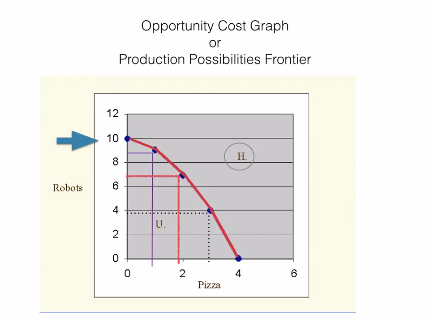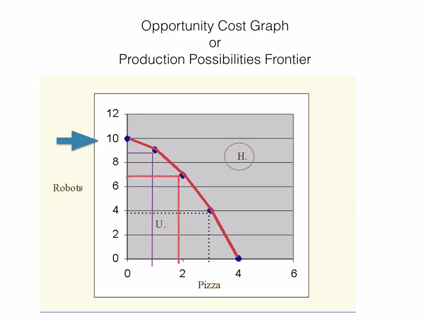Let's take a look at, for example, what is H? H is outside the realm of possibilities. There's no way that we could make, looks like, 8 robots and 4 pizzas. We don't have the resources. There's not enough people, or there's not enough capital. Something about that doesn't work, because our possibilities curve, or our opportunity cost curve, tells us what we can do. And if we're not on that line, if we're outside that line, it's not possible.